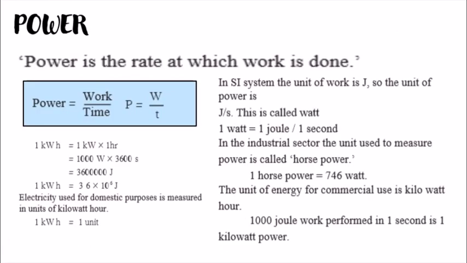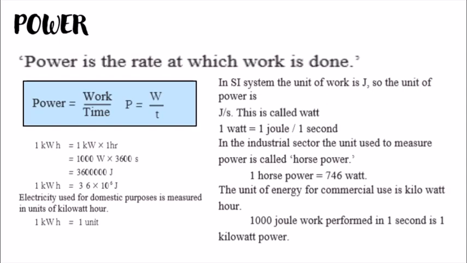Next is power. Power differs from person to person and from object to object. Each person has their own amount of power. Your father won't be able to climb the stairs as fast as you can because he has less power than you. So if we give the same work to two different people, the time taken to perform the work will be different for each person. So the fast or slow rate at which work is done is called power.